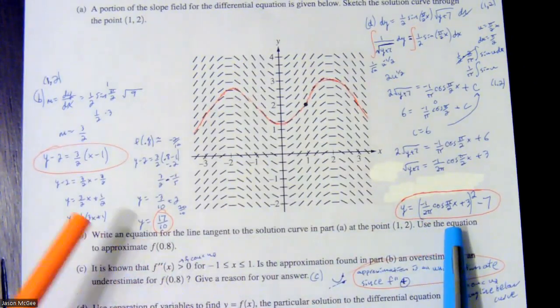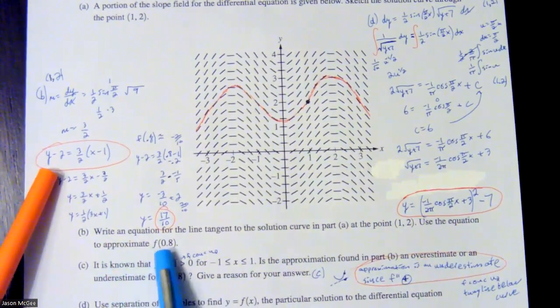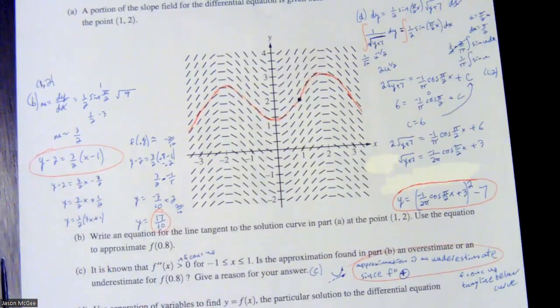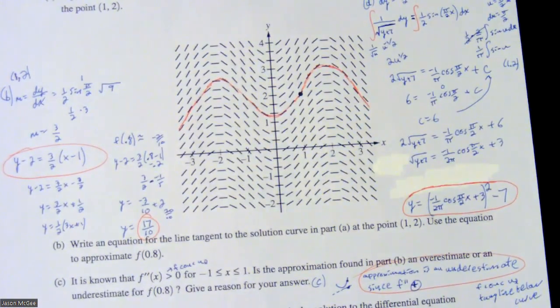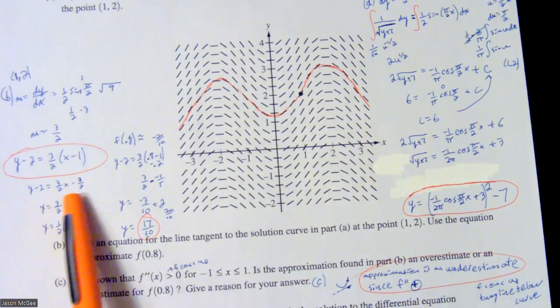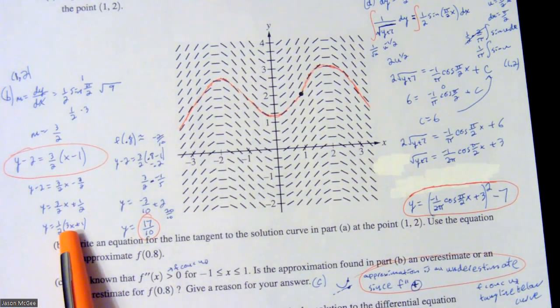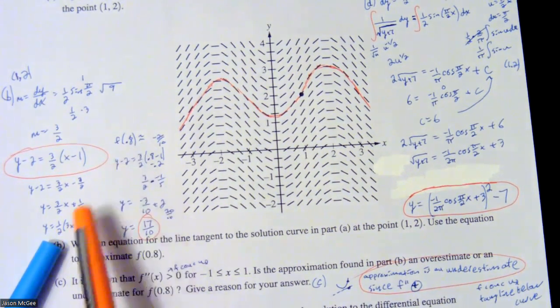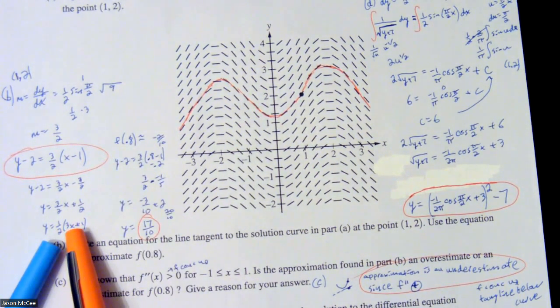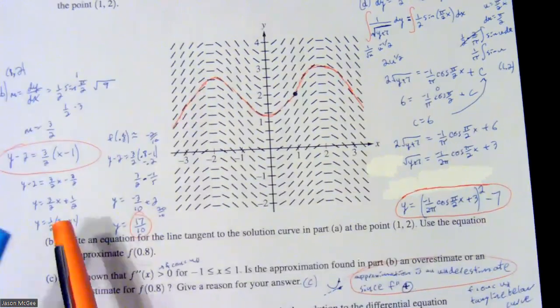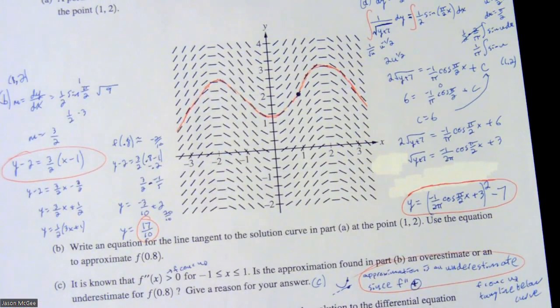The other part says use the tangent line to approximate f of 0.8. Whenever I use the tangent line for something, I like to actually solve for y. So I solve that for y, you see my work for that. And then I'm going to take the 0.8 and plug that in. Now, you could do it with the decimals. I felt a little more comfortable doing it with the fractions there.